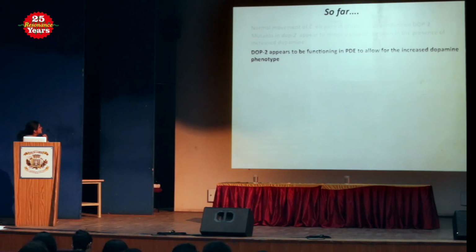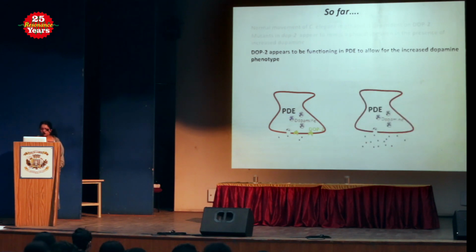So what does this show so far? It shows that DOP2, which sits in this posterior neuron, the PDE neuron, seems to be functioning to allow for increased dopamine levels. Right? So you remove DOP2 from PDE, you're getting more dopamine. So now we have this neuron that seems to have this DOP2 receptor that allows for high levels of dopamine to be secreted.